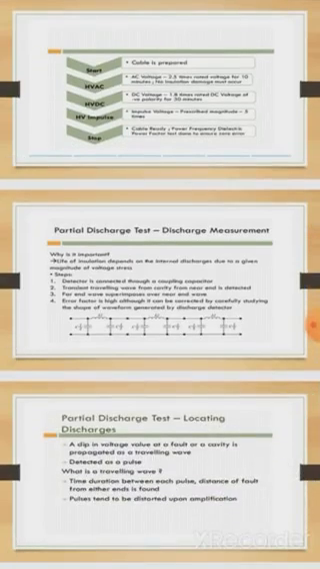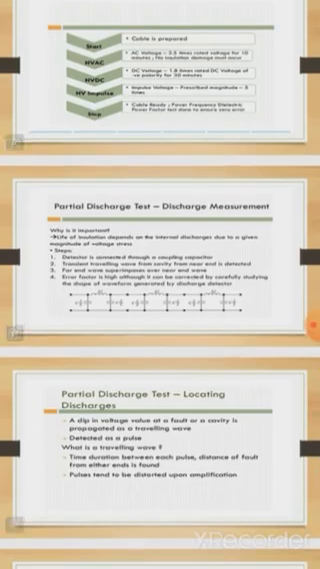Start. Cable is prepared. Step 1: high voltage. HV high AC voltage 2.5 times rated voltage for 10 minutes. Third step: HVDC. DC voltage 1.8 times rated DC voltage with negative polarity for 30 minutes. Last step: stop. Cable ready. Power frequency dielectric power factor.